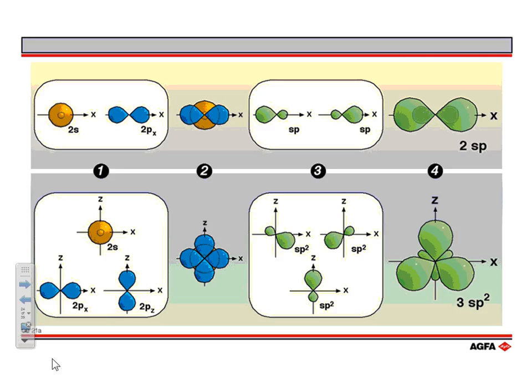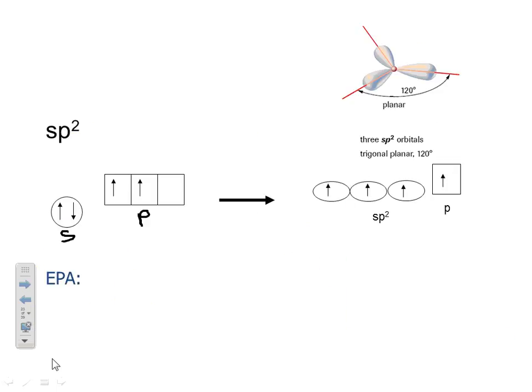And so the EPA, oops, back up, I thought it was going to come up. The EPA is triangular planar. Triangular meaning it's a triangular shape, and planar meaning it's flat. Now let me draw this for you.